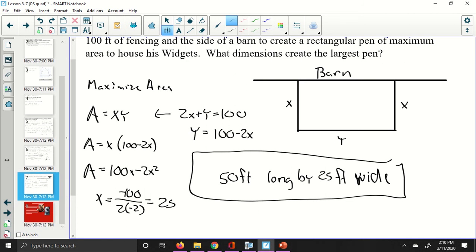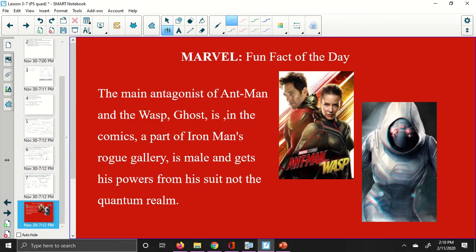So here is our Marvel fun fact of the day. The main antagonist of Ant-Man and the Wasp, his name is Ghost. In the comics, Ghost is a part of Iron Man's Rogues Gallery. That person is male in the comics and gets the powers from the suit, not the quantum realm. So they definitely changed the origin of Ghost, and in my opinion, it was for the better.